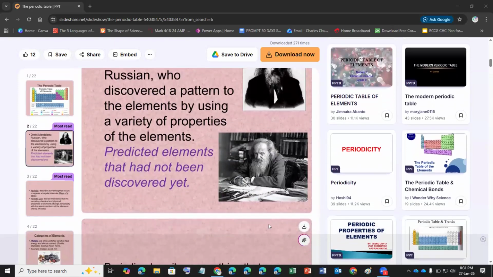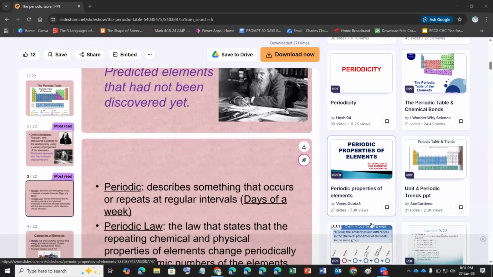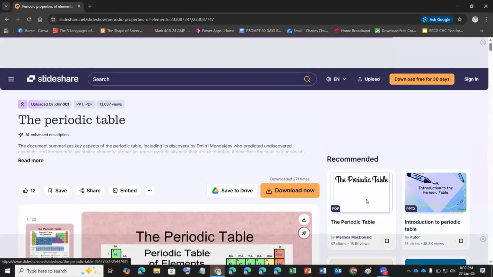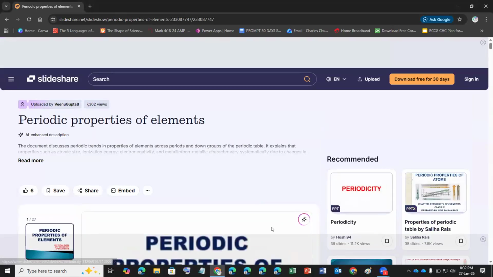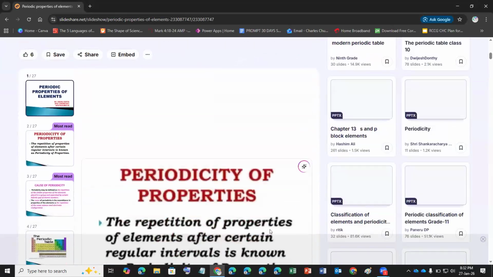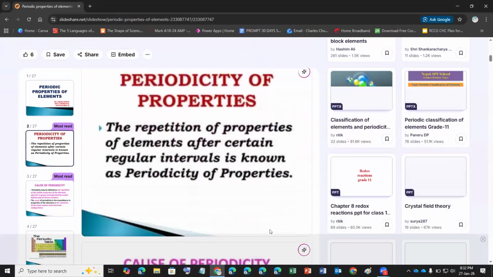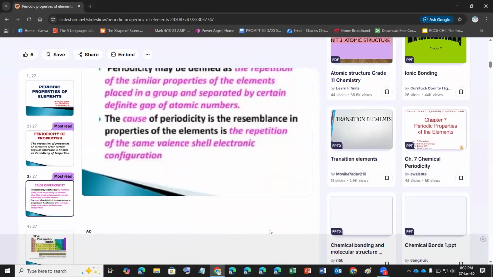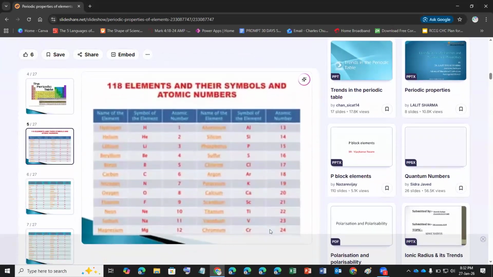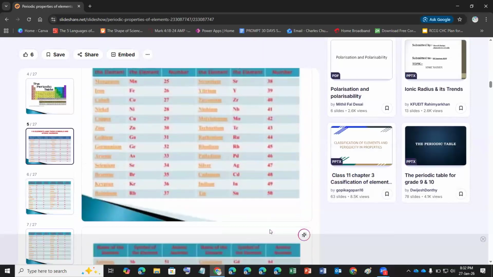Okay, the periodic table and chemical bonds. Okay, so I want to quickly talk about the trends that we can find in the periodic table. Trends.